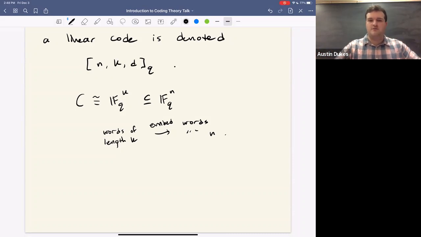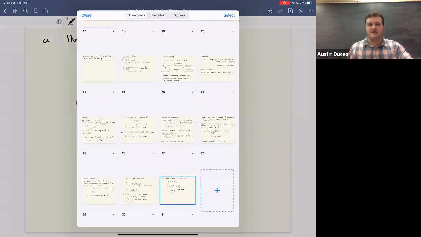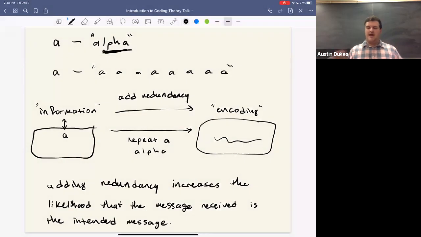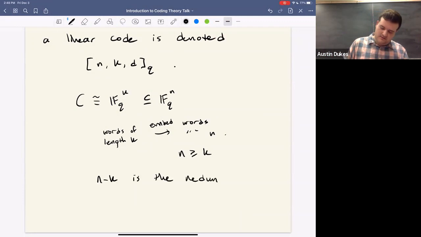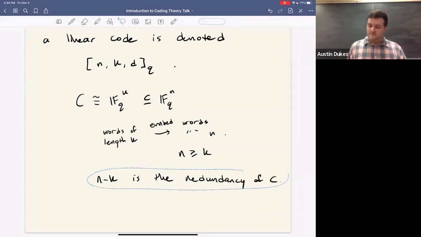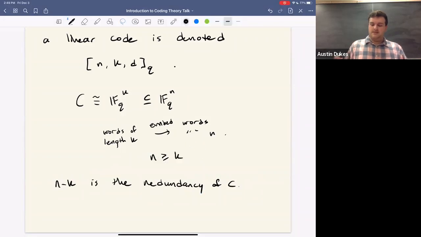And with respect to the ideas of adding redundancy, saying more than we are actually originally trying to say, but with the intention of communicating it more successfully, we're going to want n to be large compared to k. We don't want to make n too big, but we definitely want n typically bigger than k to actually add that redundancy. And n minus k is the redundancy of C. Yeah, go ahead. So n is somehow representing the amount of redundancy you have, n minus k? Yeah.